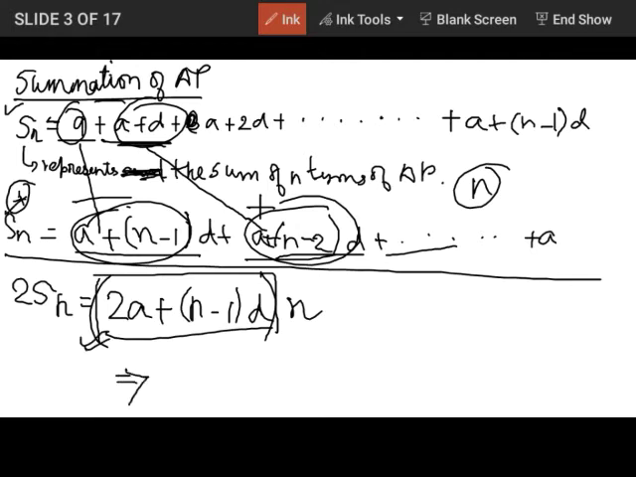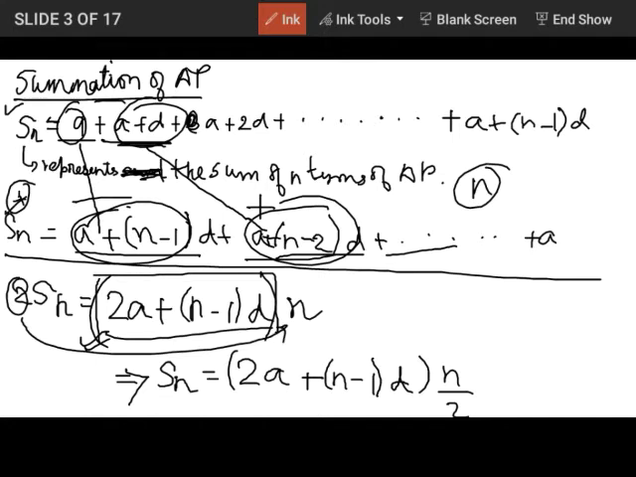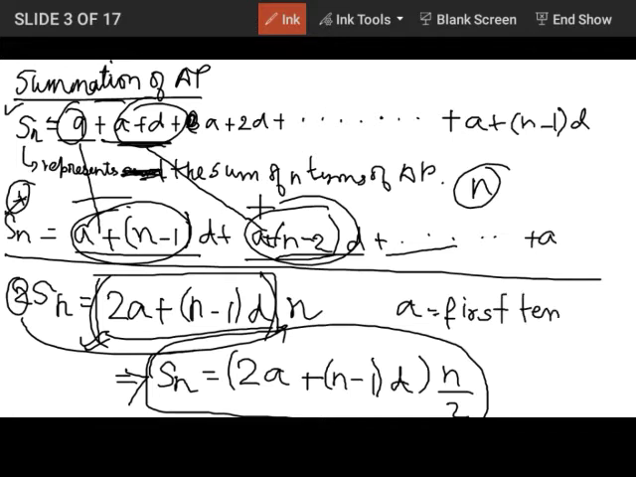Hence we finally get the result as 2Sn equals 2a plus n minus 1 into d multiplied by n, so Sn is n divided by 2 times that, as it is transferred to the RHS. So this is the formula of summation of AP, where a is the first term and d is the common difference.